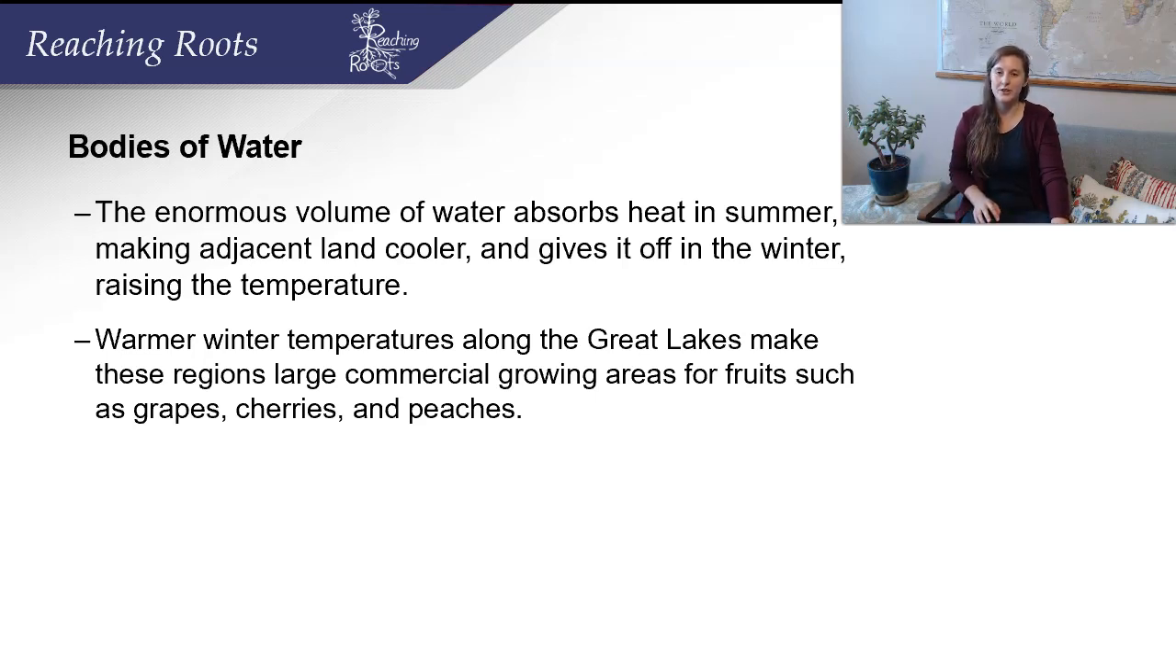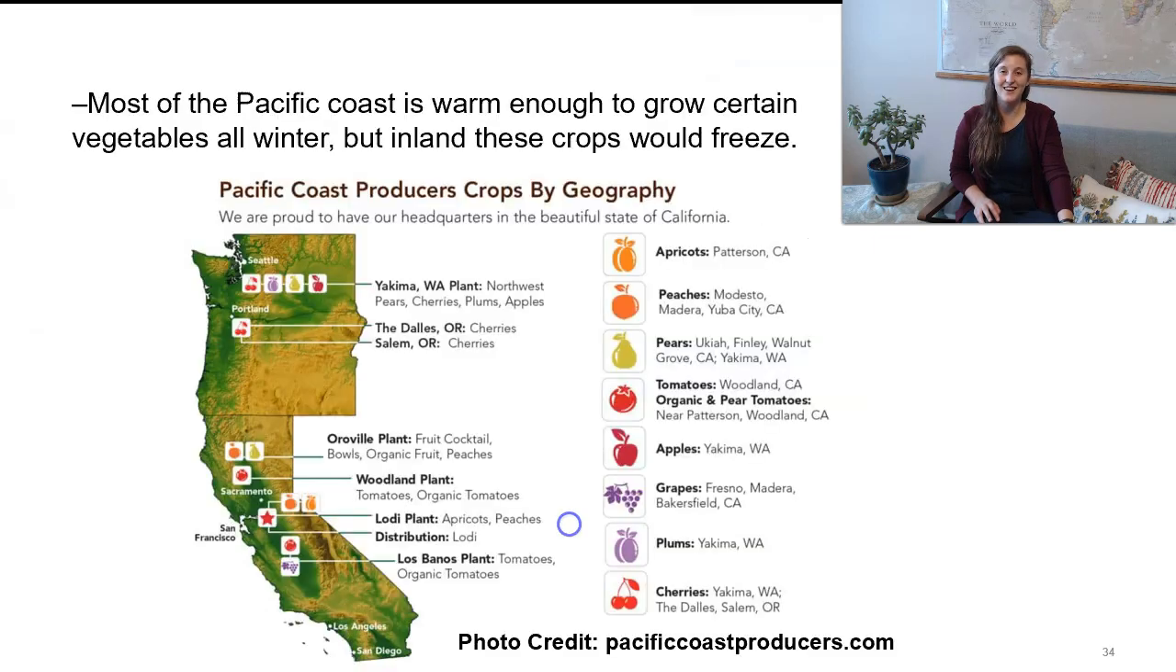Warmer winter temperatures along the Great Lakes make this region a large commercial growing area for fruits such as grapes, cherries, and peaches. So we can see these large bodies of water are affecting the amount of plants and the type of plants that we can grow in that area. As I said before, California is an excellent example of a rain shadow and this large body of water effect. So not only does this area near the coast get more rain, it also is warmer because of the Pacific Ocean right here.